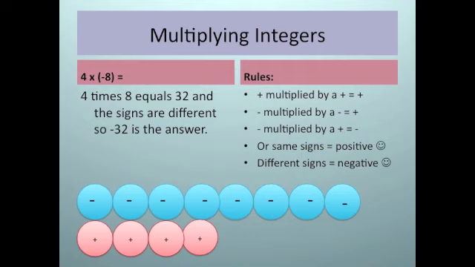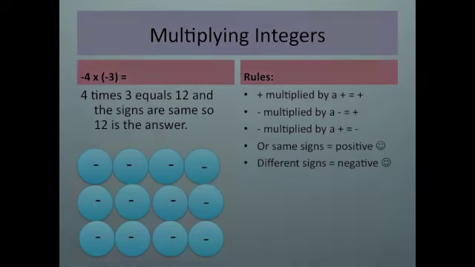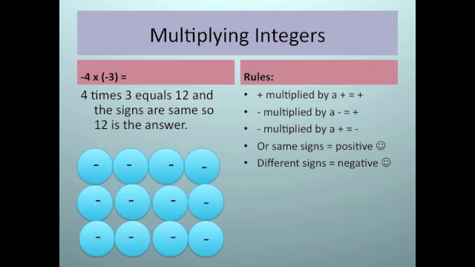We have 4 times -8 as our example. Well, we know that 4 times 8 is 32, and since our signs are different, we will end up with a -32. On our next multiplying integers example, we have a -4 times a -3. According to our rules, since our signs are the same, we know our answer will be positive. So, -4 times -3 equals 12.